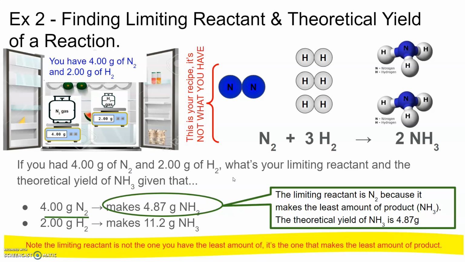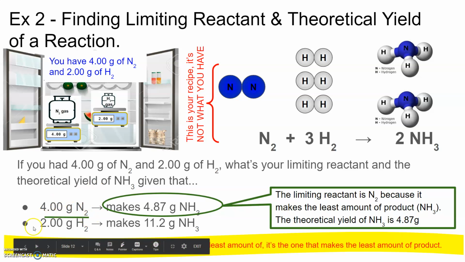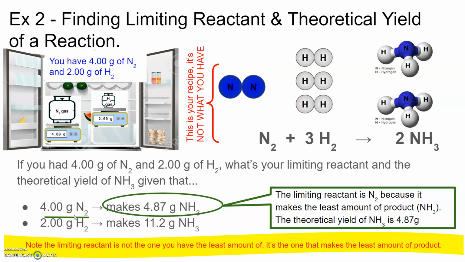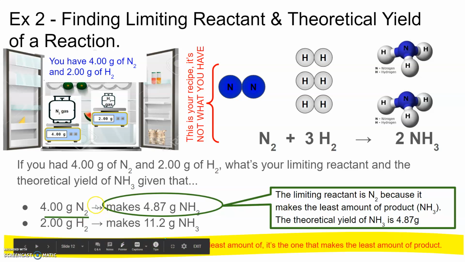Now, one thing I want to note is that the limiting reactant is not the one that you have the least amount of. It's the one that makes the least amount of product. So sometimes people will look at the amount of reactant they have, 4 grams of N2 and 2 grams of H2, and go, oh, that's a smaller number, so that's my limiting reactant because I have the least amount of it. No, you can't do that. You actually have to determine how much product each reactant makes and then choose the one that gives you the smallest amount of product.